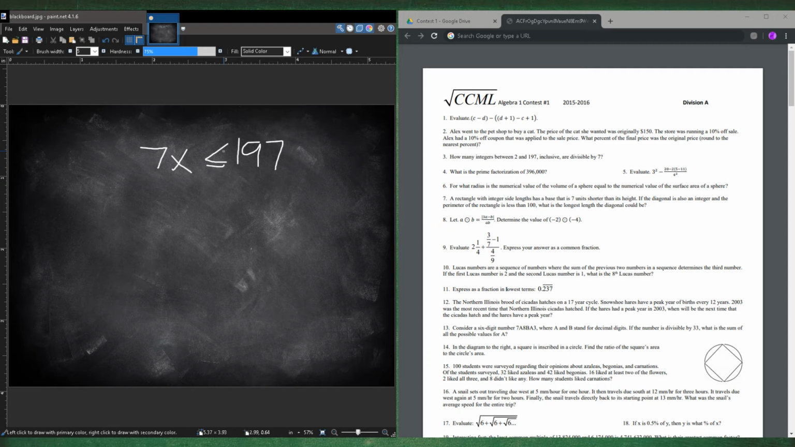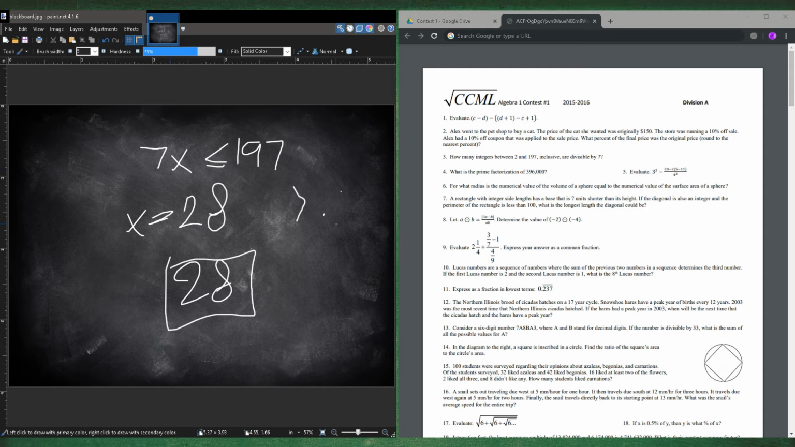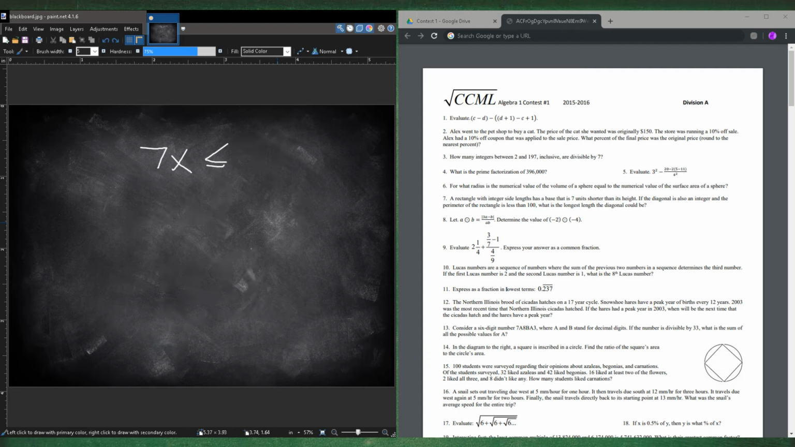Using your calculator, 197 divided by 7 is about 28.14, but the largest integer value is 28. So the answer is just 28. It could be 7 times 1, or 7 times 2, which is 14, all the way up to 7 times 28. It's all less than 197, but greater than 2, because it starts with 7. So the answer is just 28. It's basically that simple.